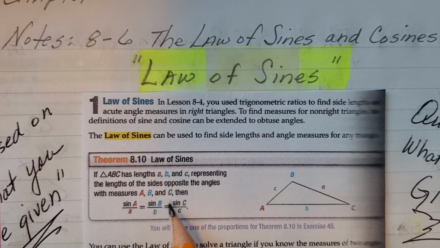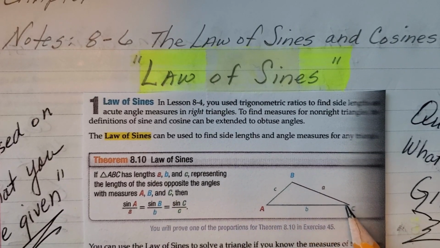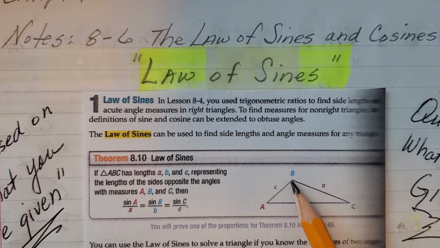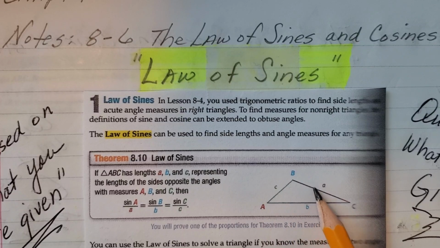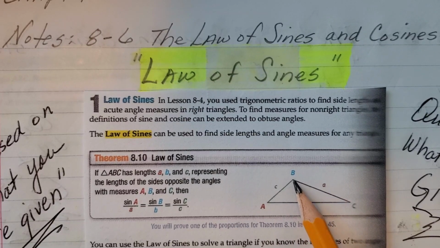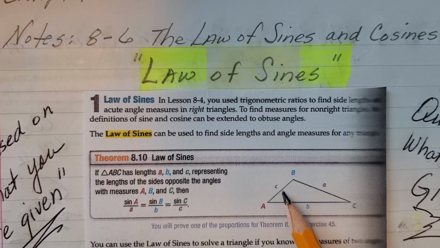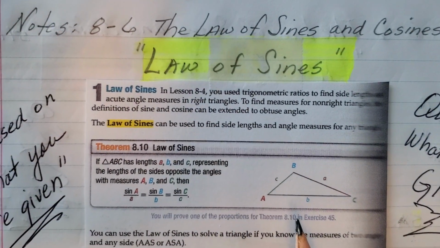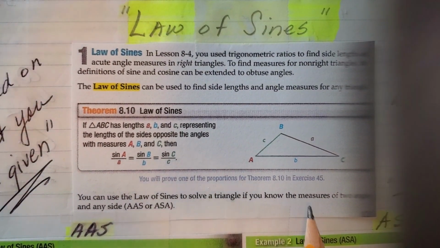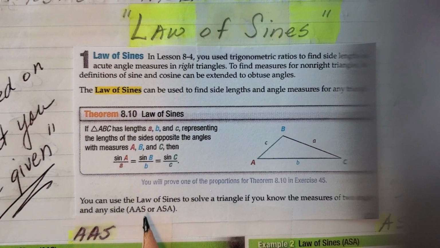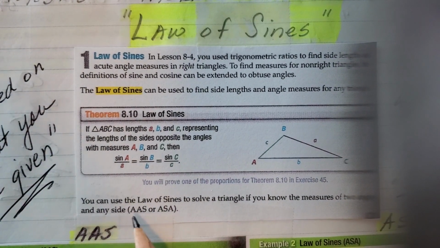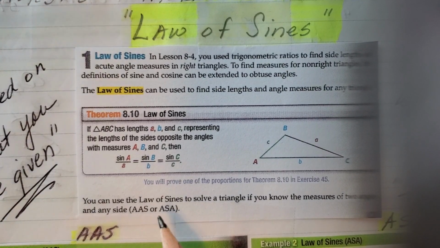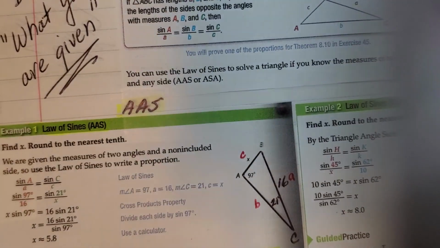So the A, B, and C in the numerator are the angles. Okay? Where the little a, little b, and c are the sides opposite the angle. So here's angle A, opposite it is little a, the side. Here's B, opposite is little b, and here's C, opposite is little c. That's important for you to understand. You can use the law of sines to solve triangles, okay, if you know the measures of 2 angles and any side. So the law of sines uses at least 2 angles, angle, side, or angle, side, angle, in that order.